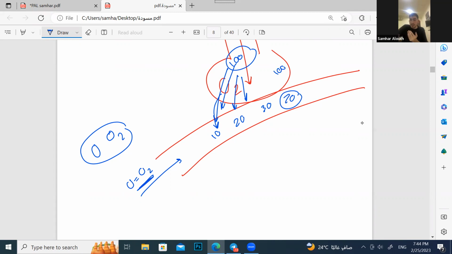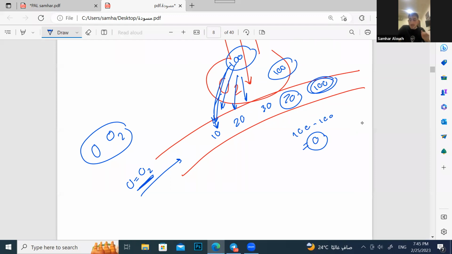The difference between 100 and 70 is lower than the difference between 100 and 0. So the driving force will actually decrease until it reaches 100 here. Now we have 100 here and 100 here. Is there a driving force? No, because 100 minus 100 is 0. And since it's 0, there is no driving force. It will go to 100 and that's it.